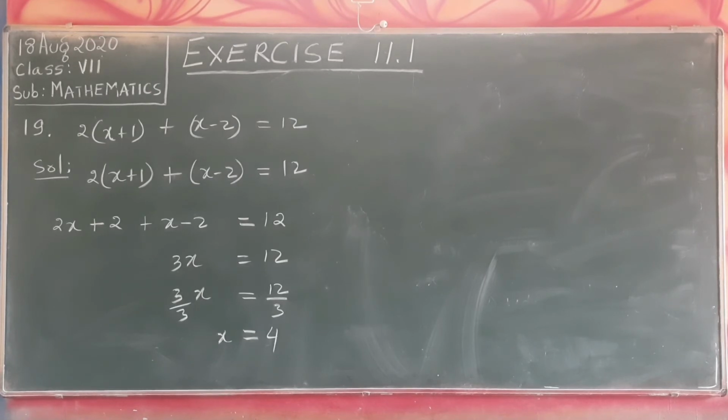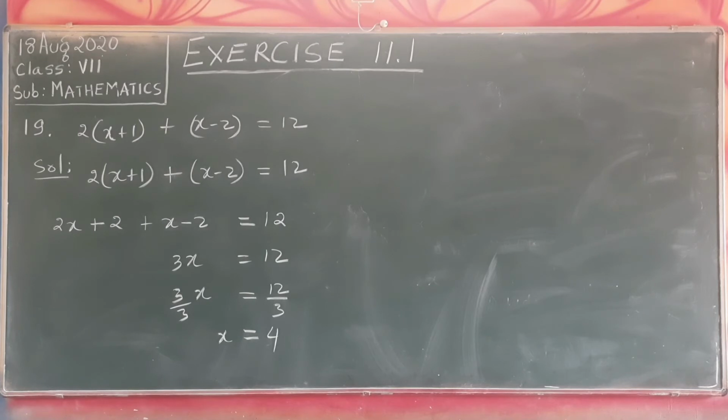2x plus 1 multiplied by 2 plus x minus 2 is equal to 12. Solution: 2 multiplied by x plus 1, multiplied by 2, plus x minus 2 is equal to 12. We'll keep the right hand side as it is, but in the left hand side on multiplying we get 2x plus 2 plus x minus 2 is equal to 12.